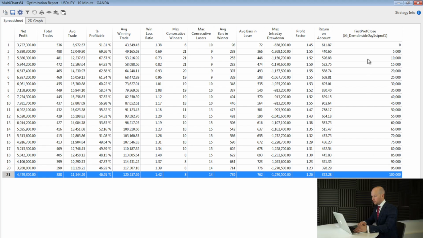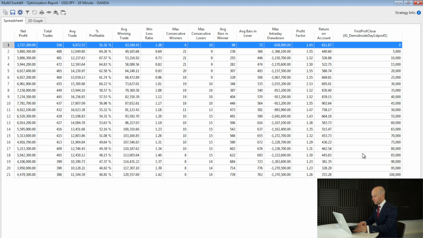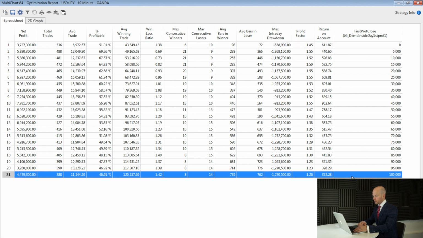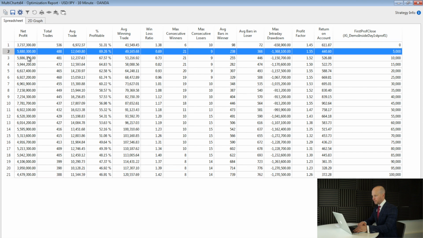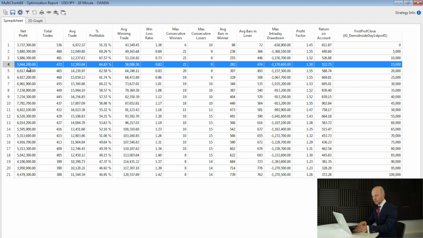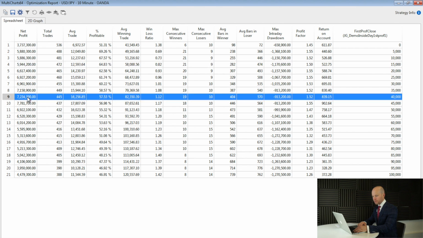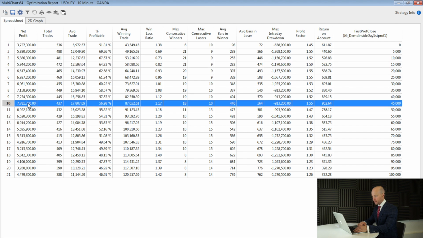I've actually optimized from 0 to 100 pips. The numbers you see in this column from 0 to 100,000, that's actually the yen value, but it is from 0 to 100 pips in 5 pip increments. So looking down, as we increase the pips in profit we need to be before we exit, we see that a stable and the best number is around about this area here.